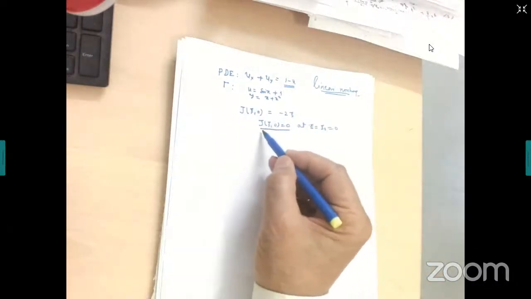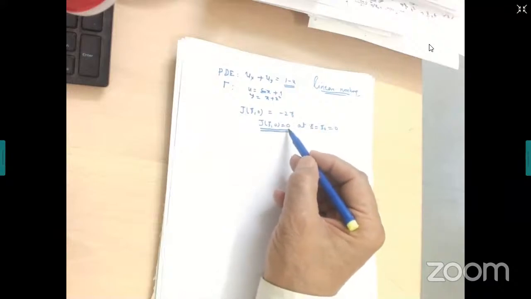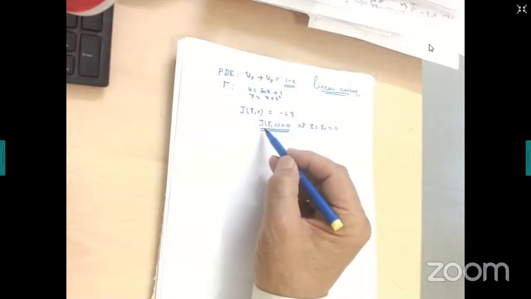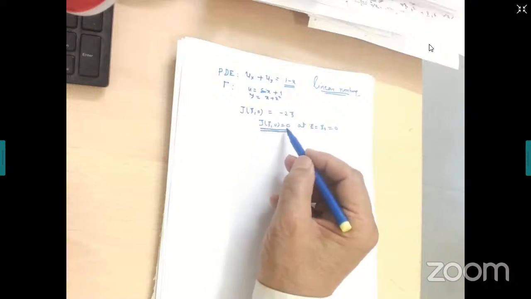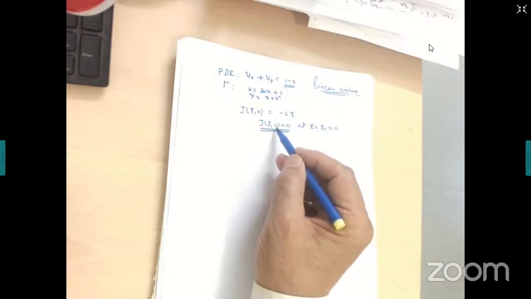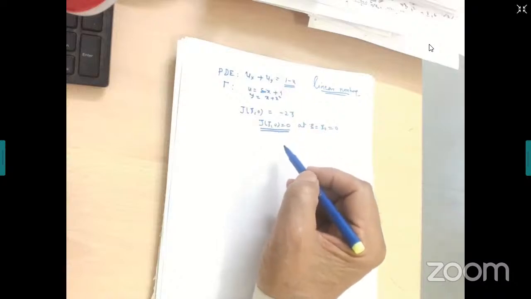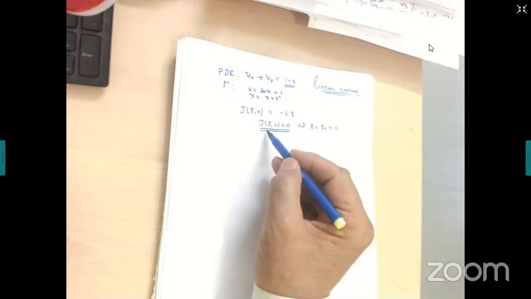What is the geometrical meaning of the vanishing of the Jacobian at this point? Who will tell me? What is the geometrical significance when I say the Jacobian of the transformation from xy to xi s vanishes at s equal to 0? What does it mean geometrically? Somebody should tell me what the geometrical meaning is.